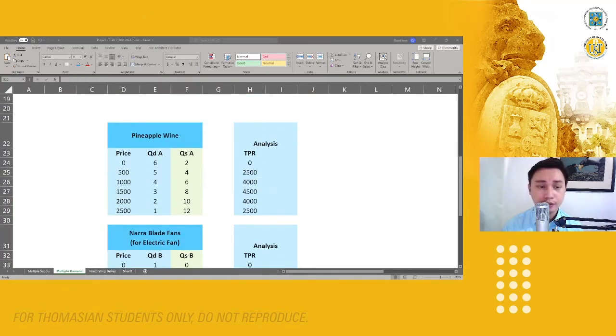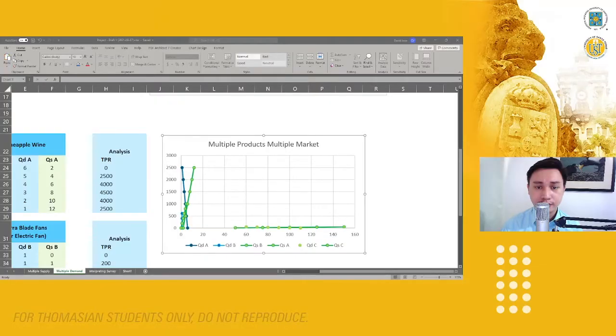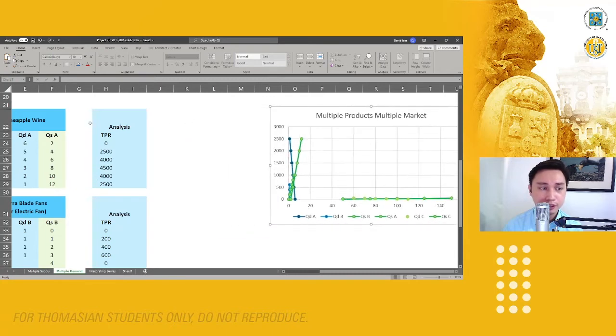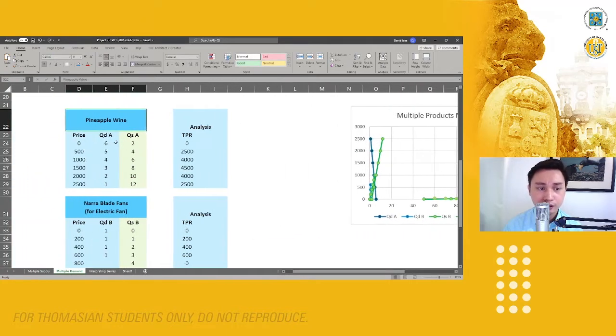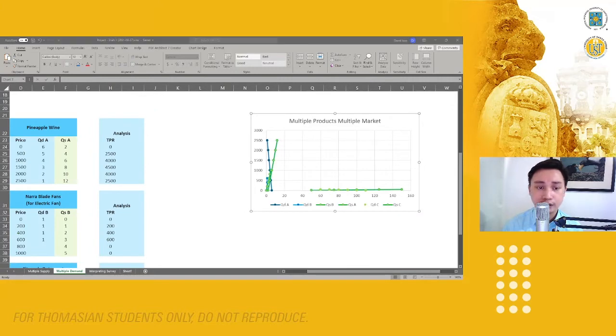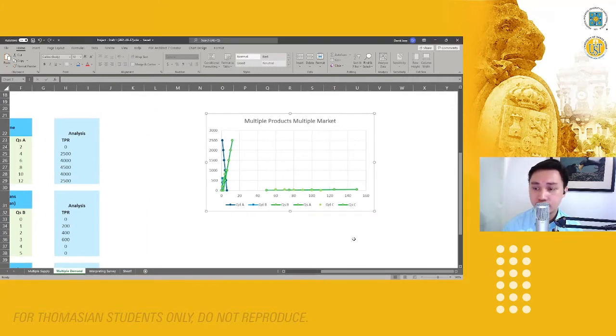Apparently we cannot just combine all of these demand curves, because if we do, it will look like this. Let me show it. It's something like this. And then what does that mean? So we cannot use a multiple demand. Each product that has its own supply curve should have its own demand. So for example, we have this one.